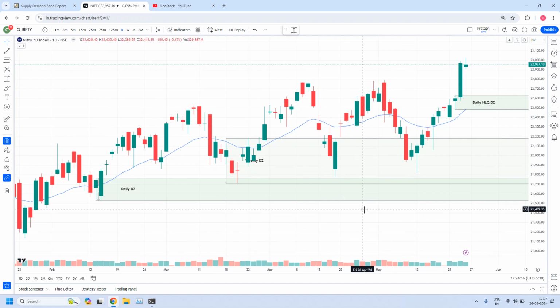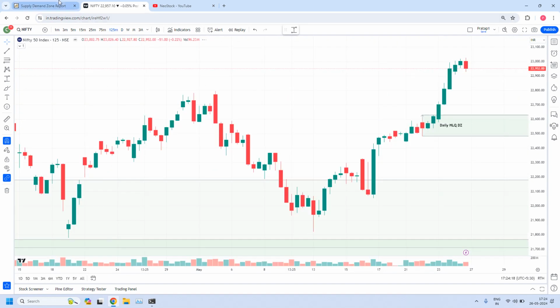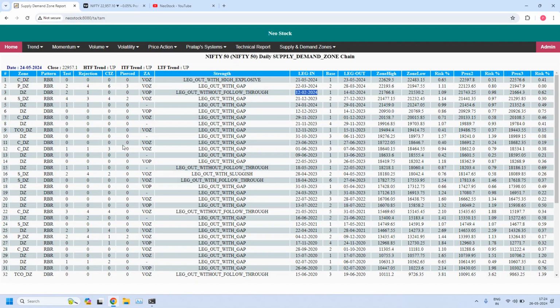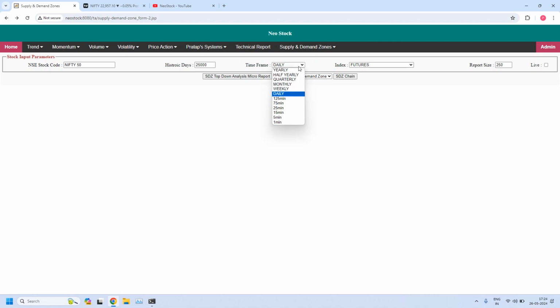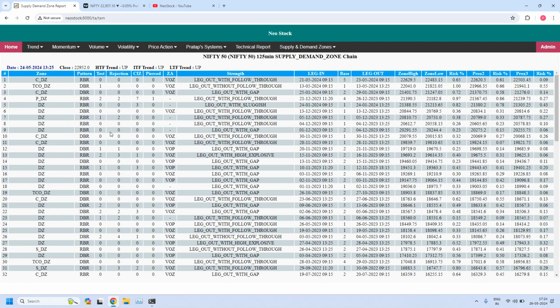Now let's move on to the next time frame, 125 minutes time frame. Let us check any high liquidity zones are there at 125 minutes time frame. So here also I am changing the time frame to 125 minutes and let us generate the supply demand zone chain. Okay, here you have a high liquidity 125 minutes demand zone is there, and when it was created on 21.5, 915, 5 base candles.